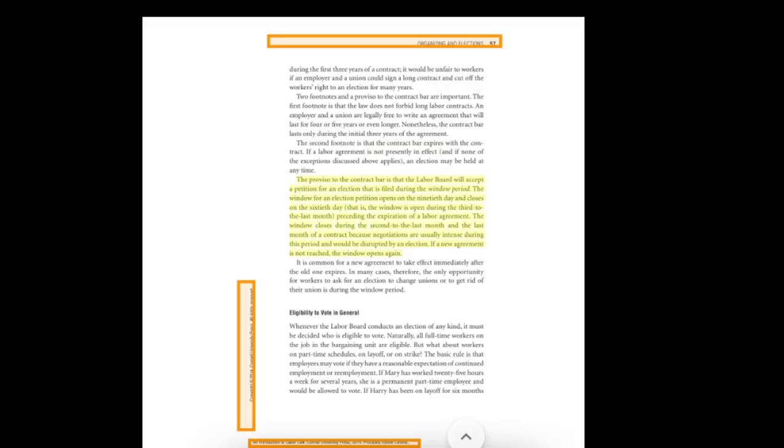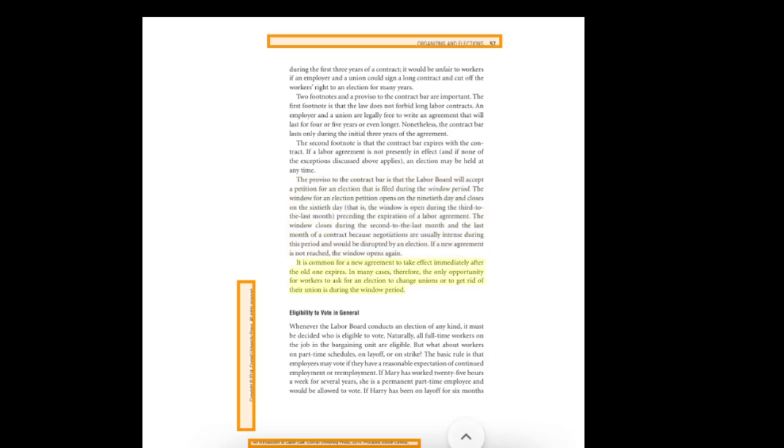The proviso to the contract bar is that the labor board will accept a petition for an election that is filed during the window period. The window for an election petition opens on the 90th day and closes on the 60th day. That is, the window is open during the third to the last month, preceding the expiration of a labor agreement. The window closes during the second to the last month and the last month of a contract because negotiations are usually intense during this period and would be disrupted by an election. If a new agreement is not reached, the window opens again.